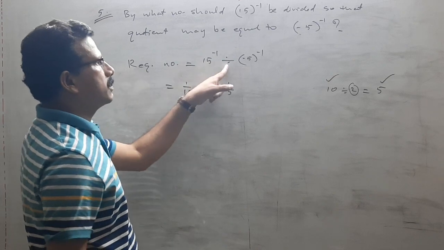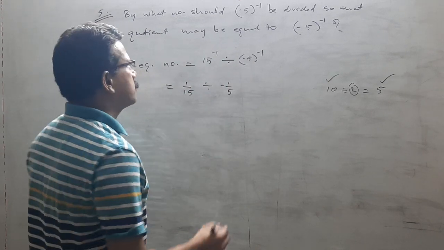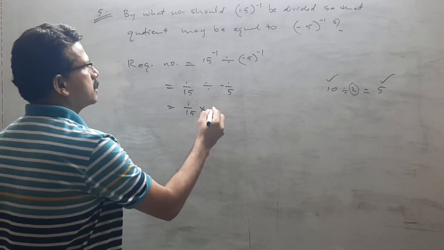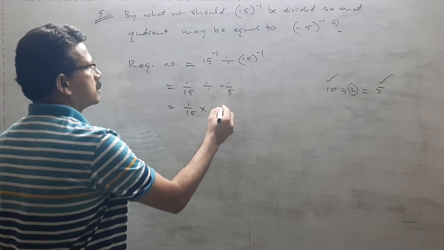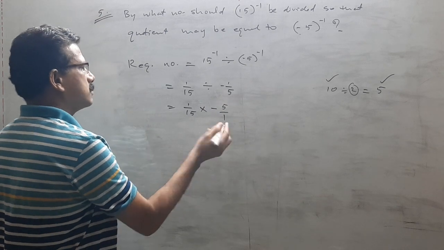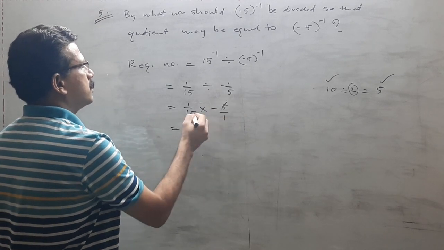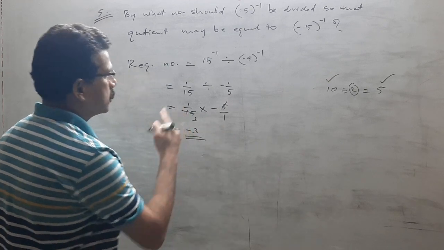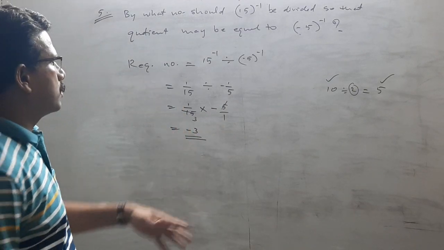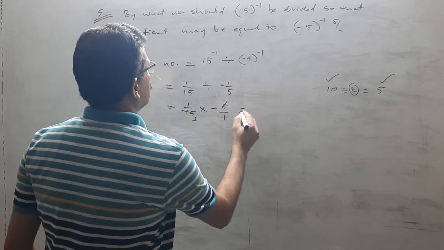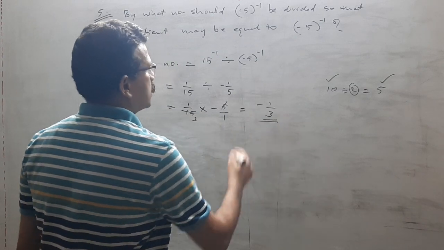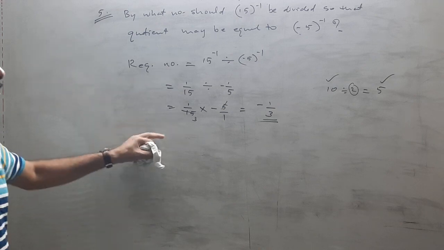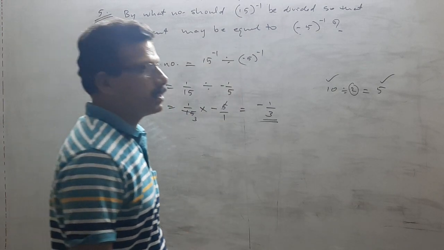1 upon 15 divided by minus 1 upon 5. Division becomes multiplication with the reciprocal, minus 5 by 1. 1 upon 5 is becoming 5 by 1. Minus 5, you can simply say 5 ones are 5, 5 threes are 15, so the answer is minus 1 by 3, with 3 below. So the answer is minus 1 by 3, the required number. Are you understanding? Usually children do this question with the help of x and all.